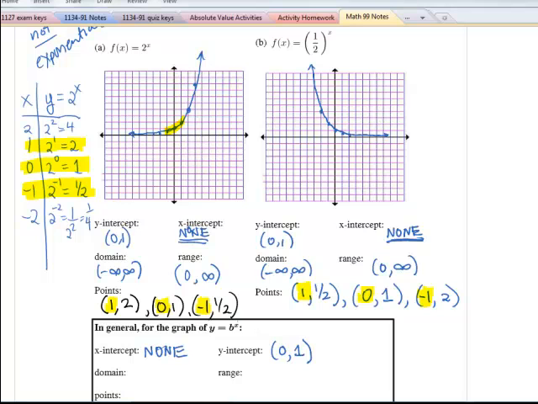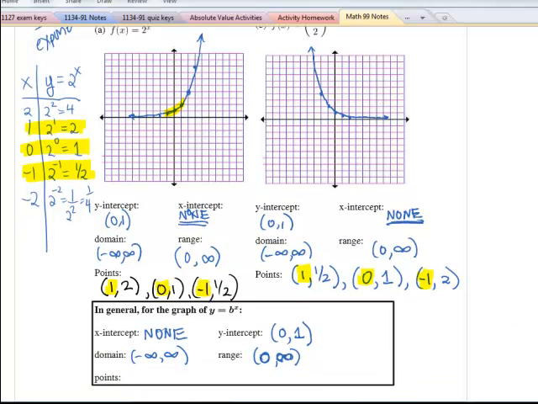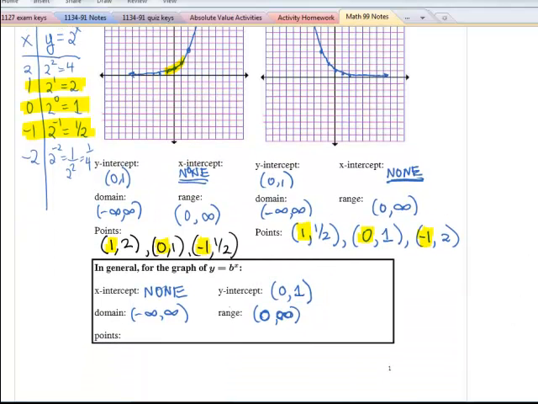The domain, we can put any x up here and make sense of it. So the domain is going to be negative infinity to infinity, and the range will always be 0 and higher, 0 to infinity. And the key points, like I was saying, we want to use x equals 1, which in this case would give us b to the 1, which is b. x equals 0, and b to the 0 is always 1. And x equals negative 1.